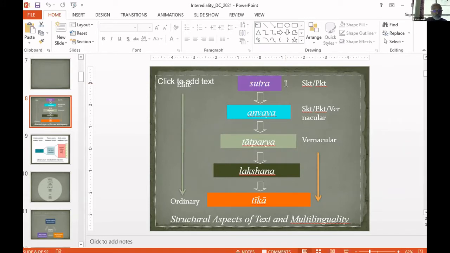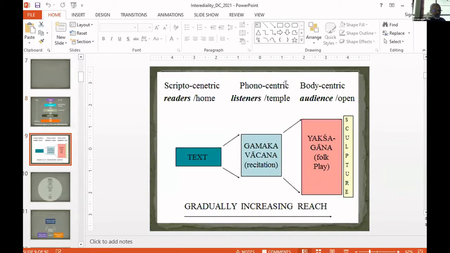Whereas when you come towards tika, it is ordinary. Tika is always done for the sake of the contemporary audience who are not able to understand the language of the original. So a text itself is highly dynamic. Let me briefly go into the next. All the explanation that I gave is for the first block, which I call text. I was talking of a text only for one verse.